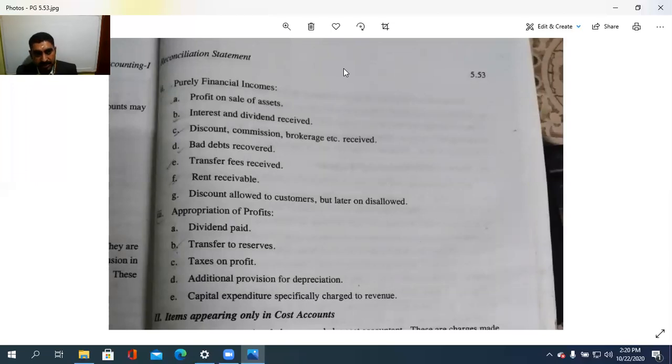അപ്പം profit on sale of asset, interest and dividend received, discount, commission, brokerage, etc. received, bad debts recovered, transfer fee received, rent receivable, discount allowed to customers but later on disallowed. So these are the purely financial incomes.